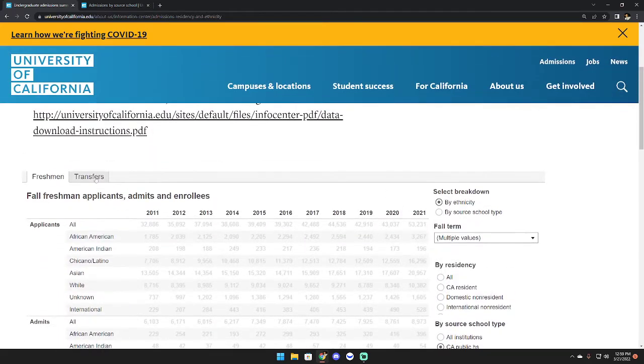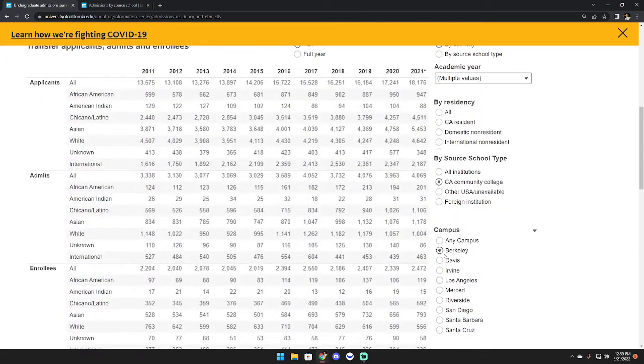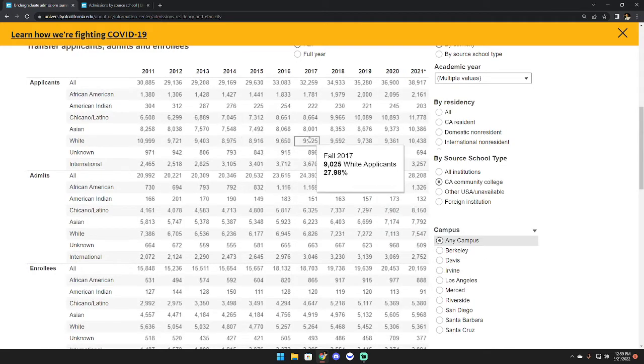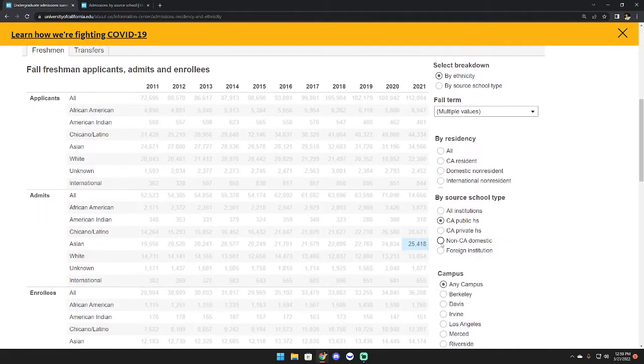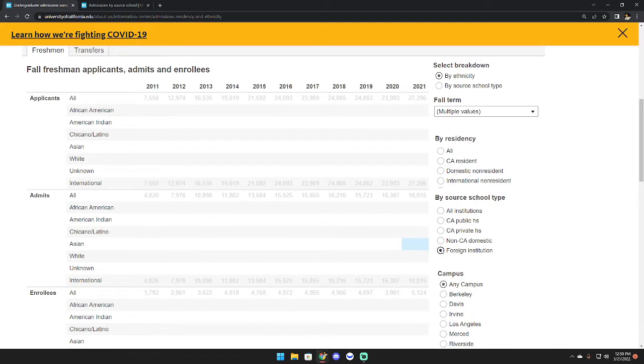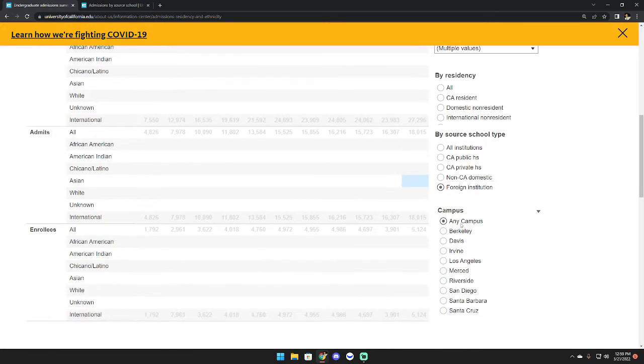If you just want an overview, you can also take a look at transfers and have specific campuses to look at. Overarching trend, obviously, California residents are going to have a huge advantage. If you want to see how much of the space you're fighting for, just click a different source of your high school, so non-domestic or even a foreign institution. Let's take a look at foreign. I'm actually really interested in that.